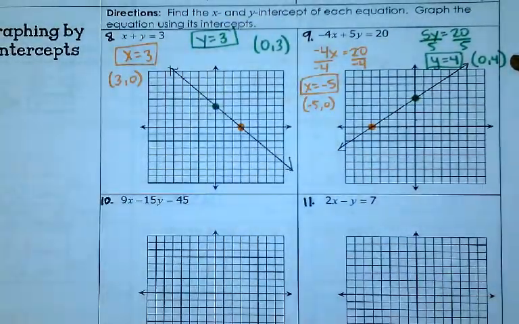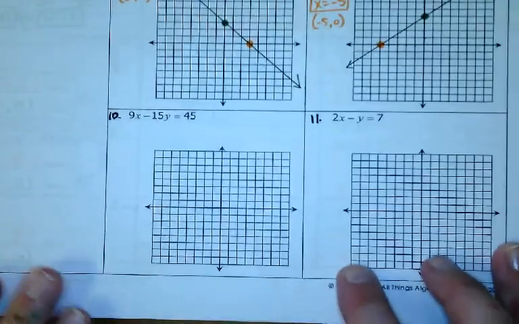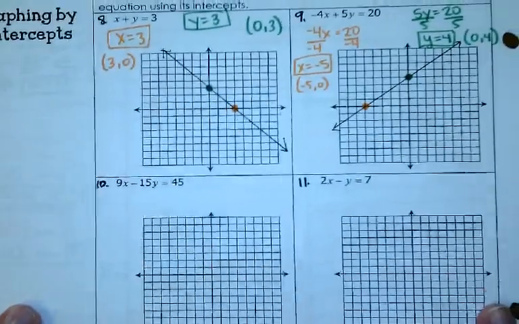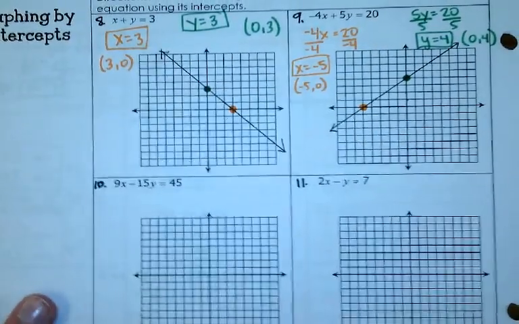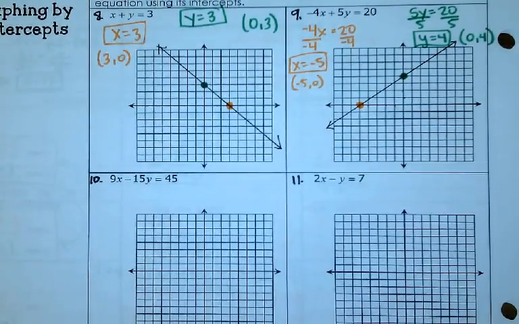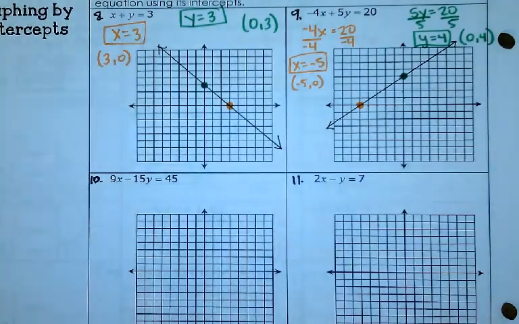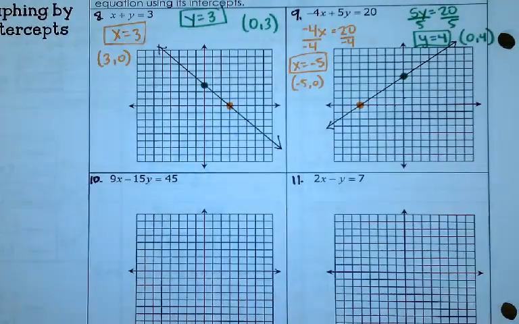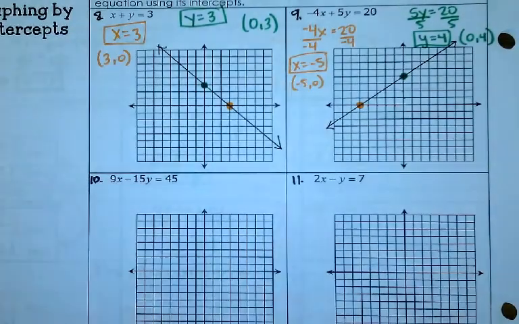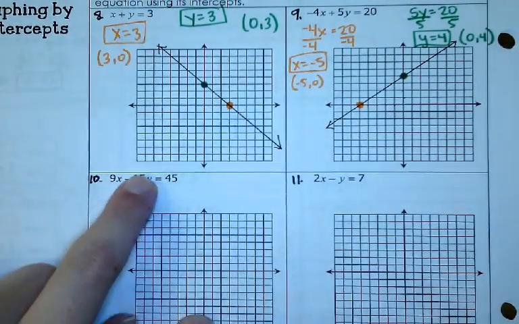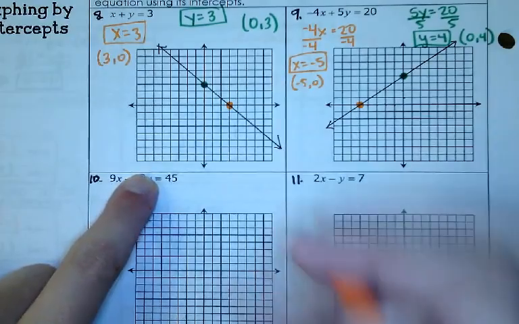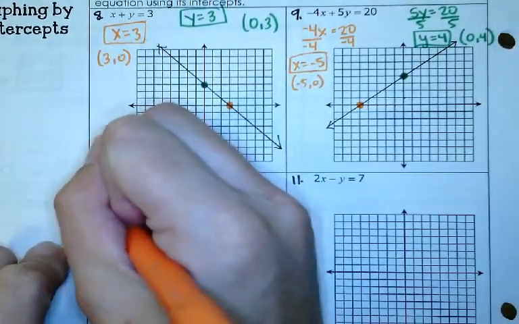Or you not graph it using the X and Y intercepts. All right, guys? So I want you to go ahead and do that for numbers 10 and 11. Find your X and your Y intercept, and then go ahead and do this. I'm going to do it right up here. 9x equals 45. Try to do it on your own.